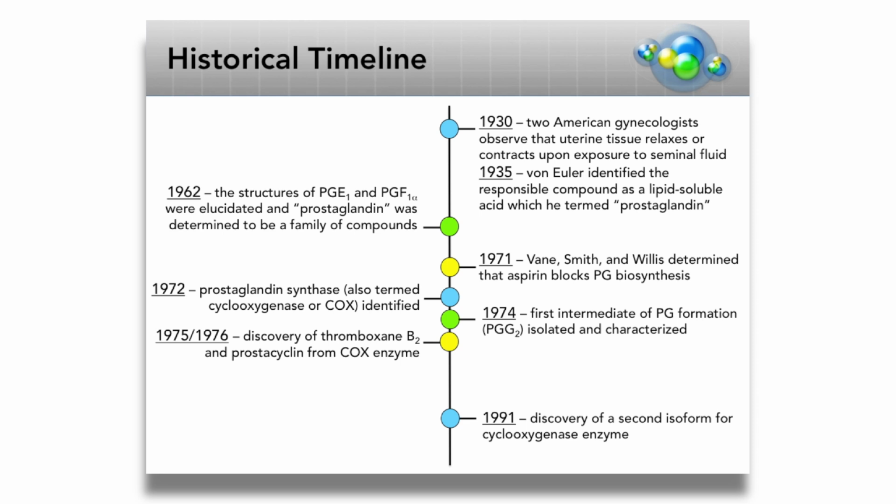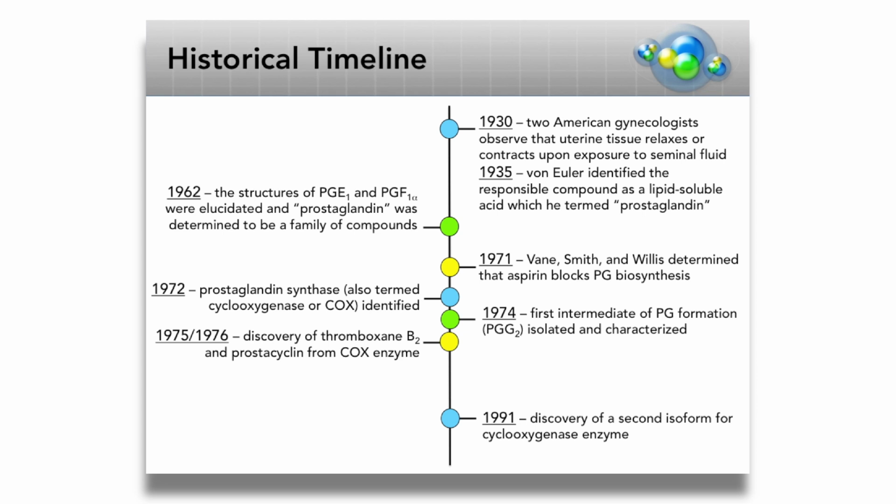In 1971, Vane, Smith, and Willis determined that the drug aspirin blocks prostaglandin biosynthesis. So this enabled the discovery of the enzymes that actually form these molecules. Prostaglandin synthase, also termed cyclooxygenase or simplified COX, were identified as the enzyme that forms prostaglandins.